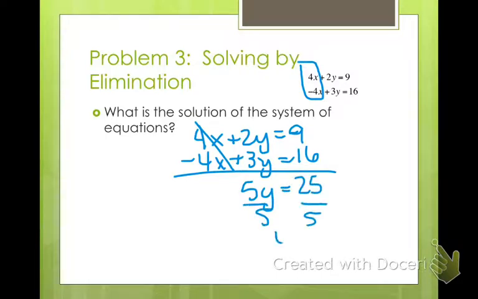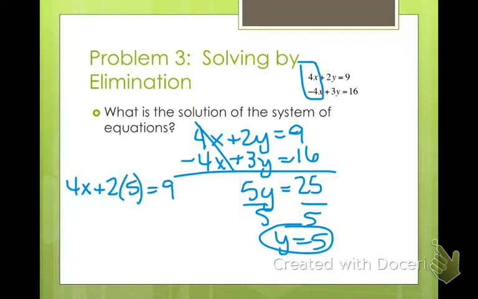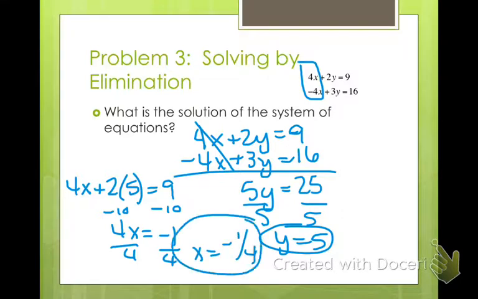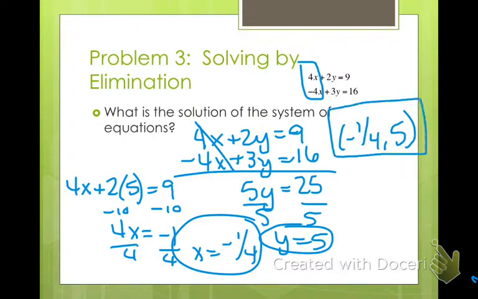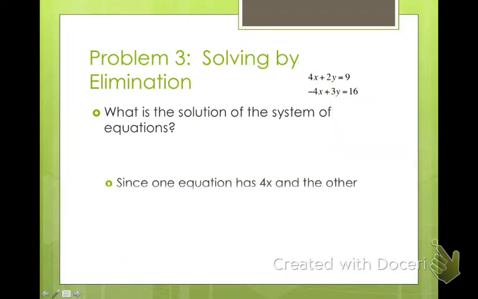Divide both sides by 5. y equals 5. Look at how easy that was. Okay, now I'm going to find my x value. I'm going to substitute y in. So 4x plus 2 times 5 equals 9. Subtract 10. 4x equals negative 1, divided by 4, x equals negative 1/4. So my solution is negative 1/4, 5. Answer. Done. Look at how much nicer that is. Ugh, I love math.